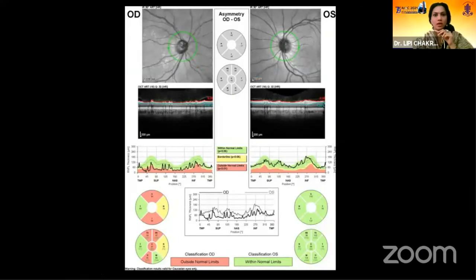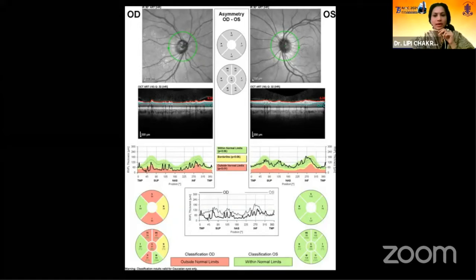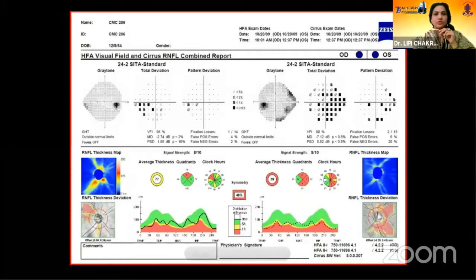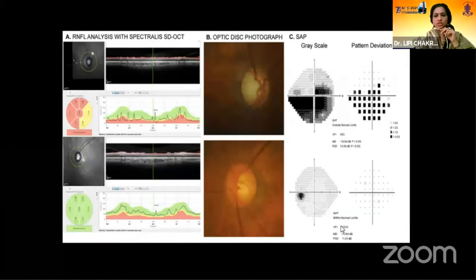within this red zone. This is again the corresponding RNFL analysis on another machine, that is Heidelberg Spectralis. This is HFA visual fields and Cirrus RNFL combined report. So just for example, like here, if it's a case which is having inferior scotomas, corresponding superior RNFL defect can be seen in all this thickness map and thickness deviation map and in the curve in the graph. Similarly, in the left eye, we are finding it's a sort of advanced or moderate glaucoma with lots of scotomas, and we find red zones in the OCT also.